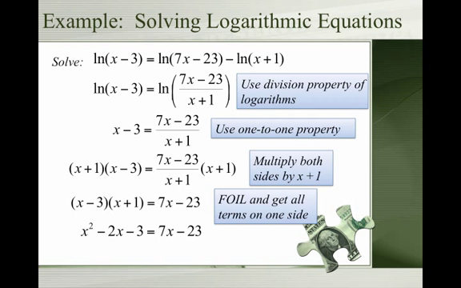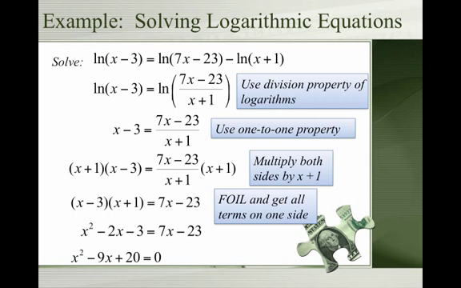x squared minus 2x minus 3 equals 7x minus 23. We do recognize, guys, that that is quadratic. We have an x squared, so we need to get everything on one side. I move that 7x to the left side by subtraction, and I move the minus 23 to the left side by addition. And so I have x squared minus 9x plus 20 equals 0.